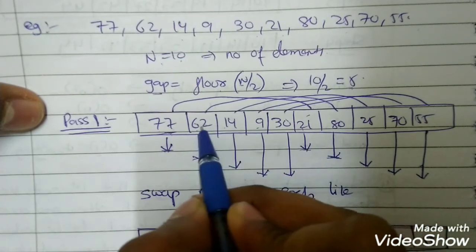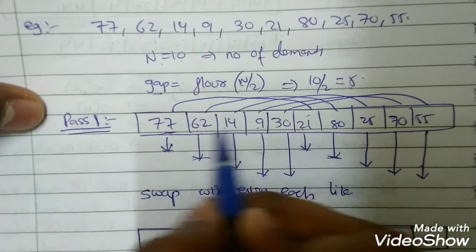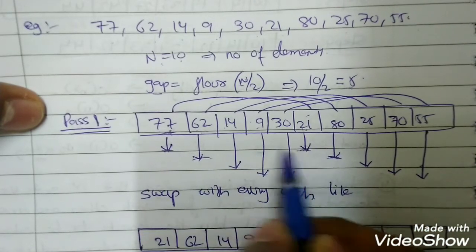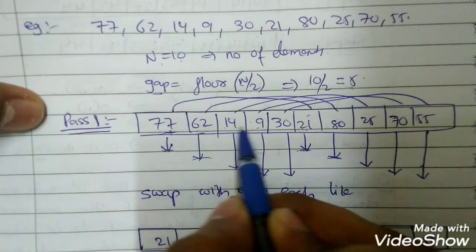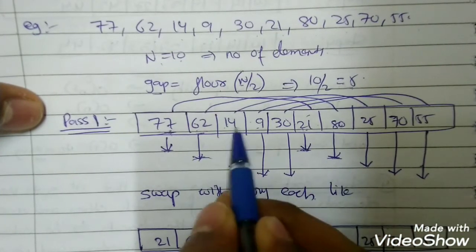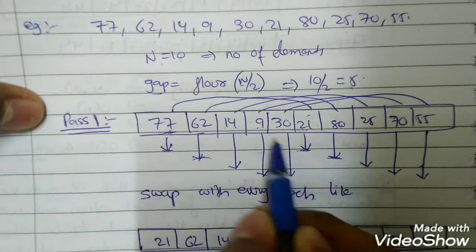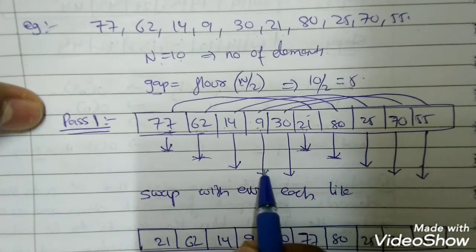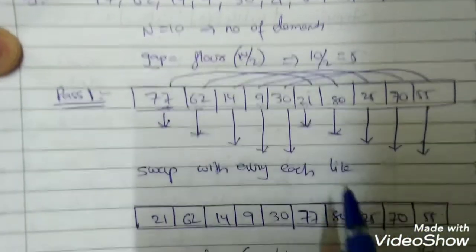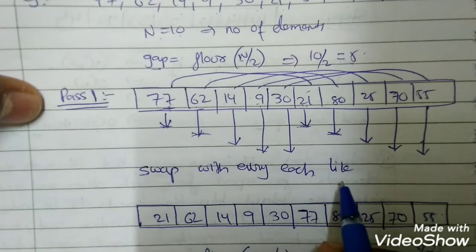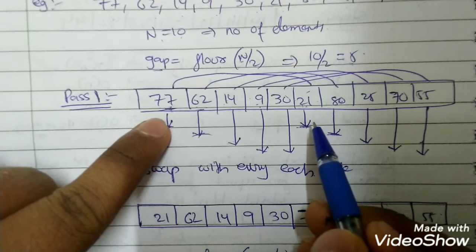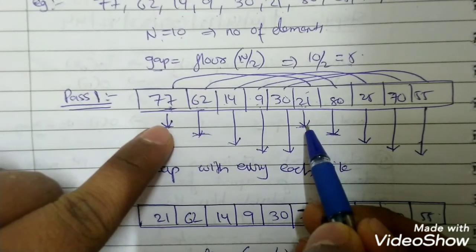Okay, let's take these elements in boxes. First of all, we have to take the first element. Because there is a gap of 5, we have to take the fifth element from here: 1, 2, 3, 4, 5. For 77 the fifth element is 21, so they are in one level. For 62 the fifth element, 1, 2, 3, 4, 5, is 80, so they are in one level. For 14 it's 25, they are in one level. For 9 it's 70, they are in one level. For 30 it's 55, they are in one level.